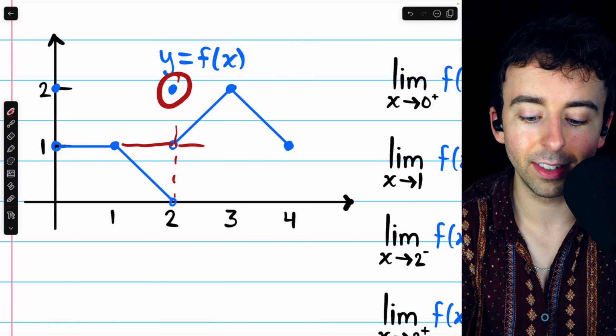That's the value being approached, and from the filled in circle we see that the function actually does take on that value, although again that's not relevant to the limit. Regardless, the limit of the function as x approaches 4 from the left is 1. So that's a handful of examples of evaluating limits from a graph.